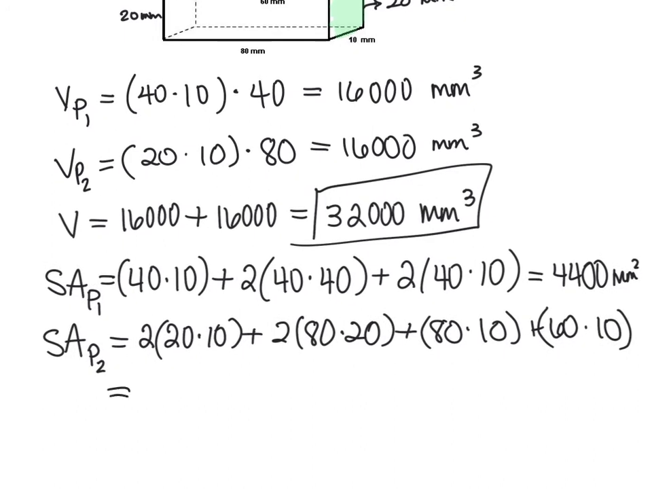So 20 times 10 is 200, and we multiply it by 2, plus 80 times 20 is 1600, which we also multiply by 2, plus our area of 800, and then our area of 600. And we end up with 5,000 millimeters squared.